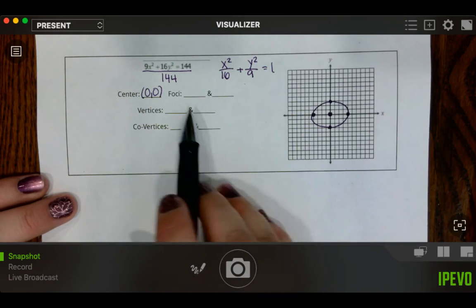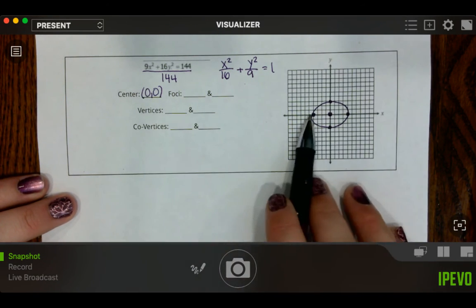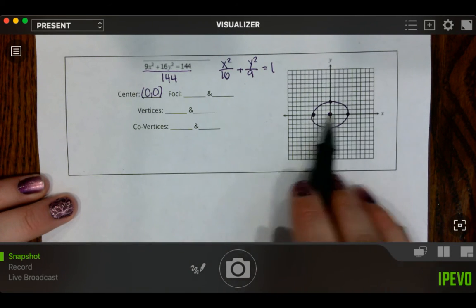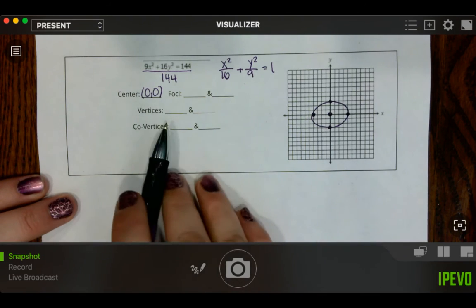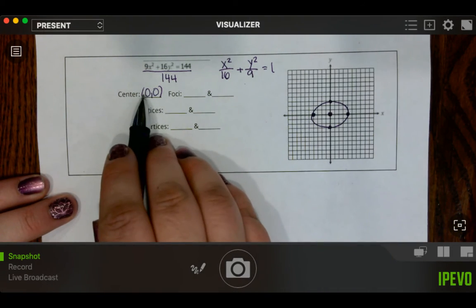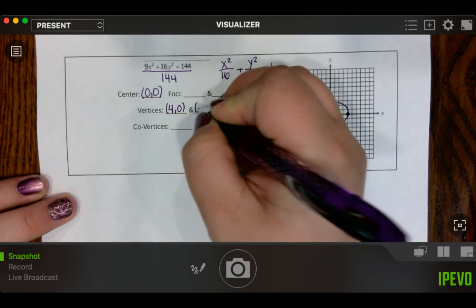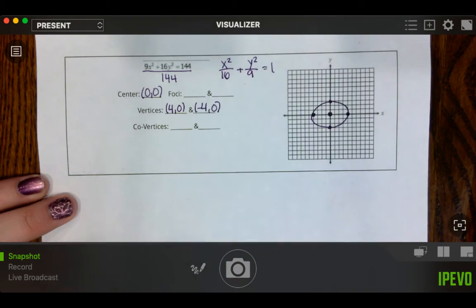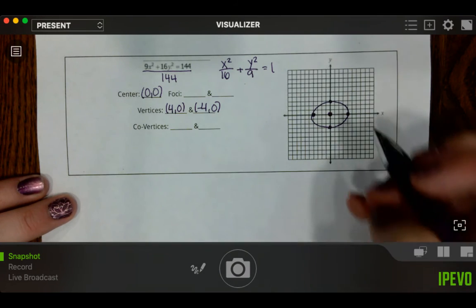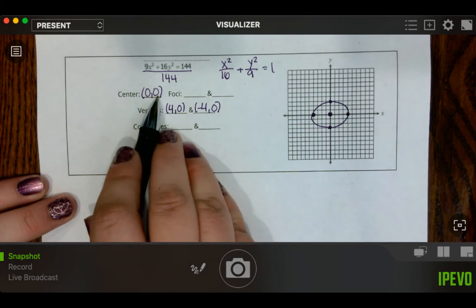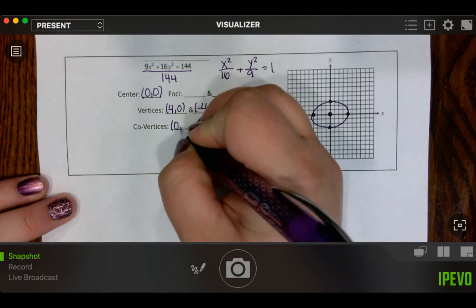Now, my vertices are these two along the x, because that one was a little bit longer. This one was 4, this one was 3. So I'm going to add and subtract 4 to the x part of my point, which gives me 4, 0 and -4, 0. My co-vertices are these two, which was 3 away, so I'm going to add and subtract 3 from the y part, but the x part will stay 0.